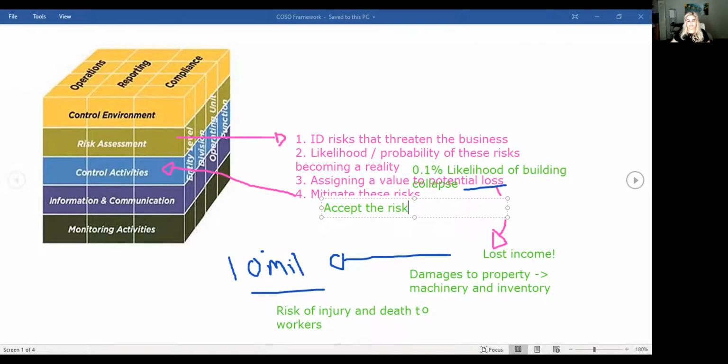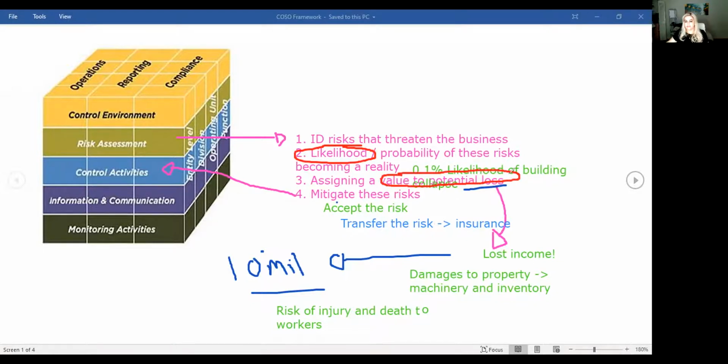Or we could mitigate the risk by insuring. We could transfer the risk. And the way that we would transfer the risk is by an insurance policy. Basically what this means is that we pay a premium every month to our insurance company that, in the event of something like this happening, they will bear the costs in return for a monthly premium that we pay. And this monthly premium that the insurance company calculates is actually based on the likelihood, the probability, of these risks and the value of potential loss.